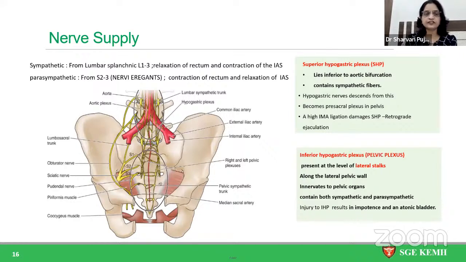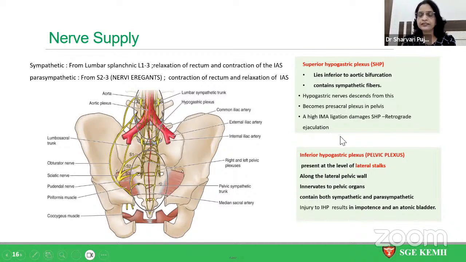Now coming to nerve supply. The rectum has both sympathetic and parasympathetic nerve supply. The sympathetic comes from the lumbar splanchnic nerves, which, in broad terms, are responsible for rectal muscle relaxation and contraction of sphincters, whereas the parasympathetic allows stools to pass, that is, contraction of rectal walls and relaxation of the internal anal sphincter.